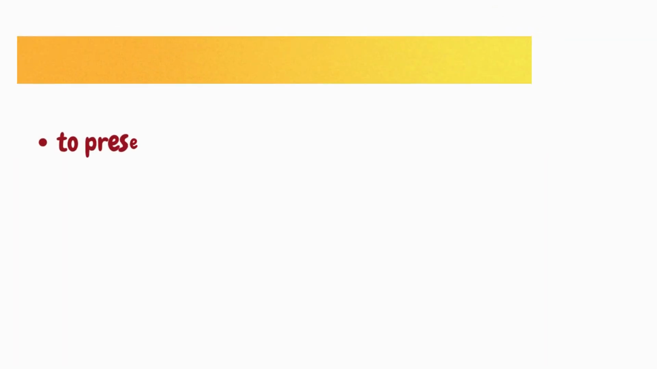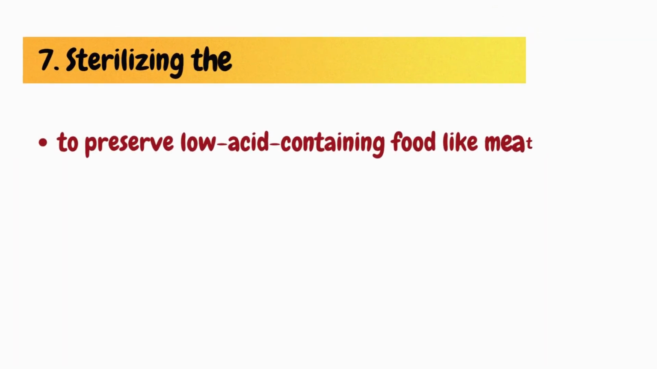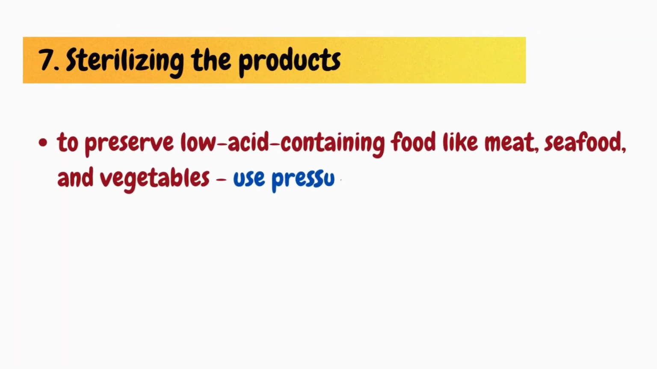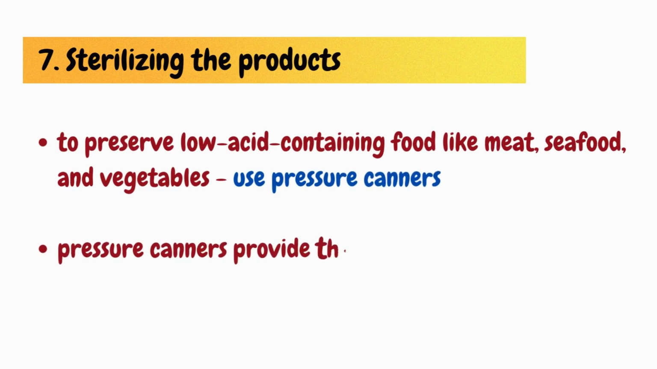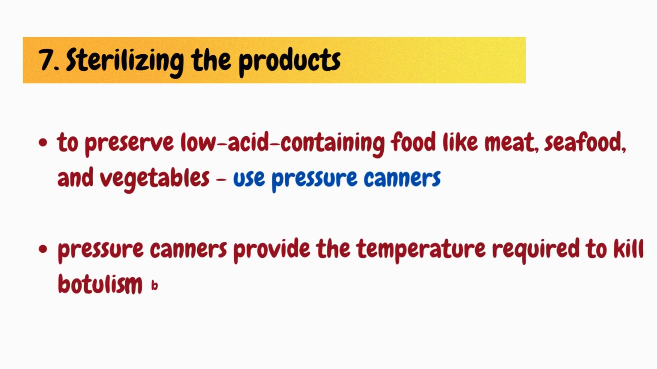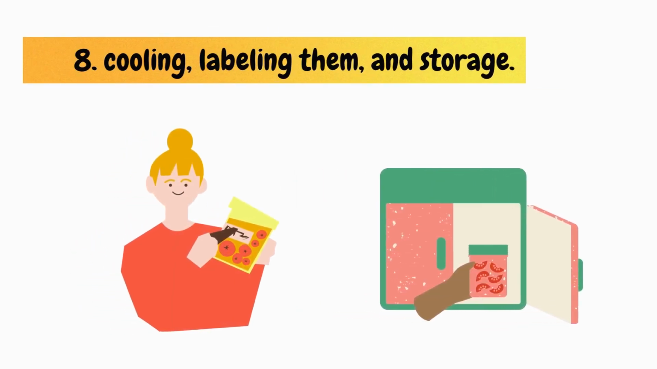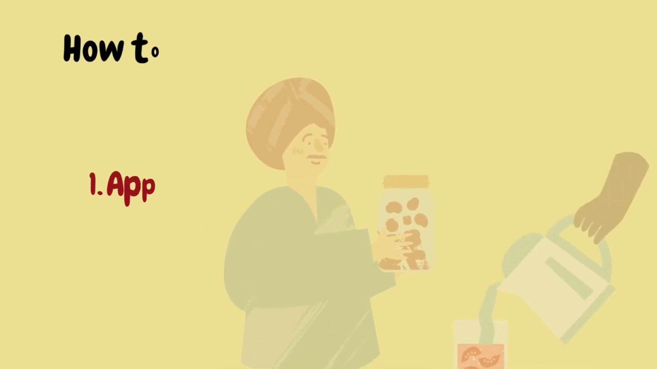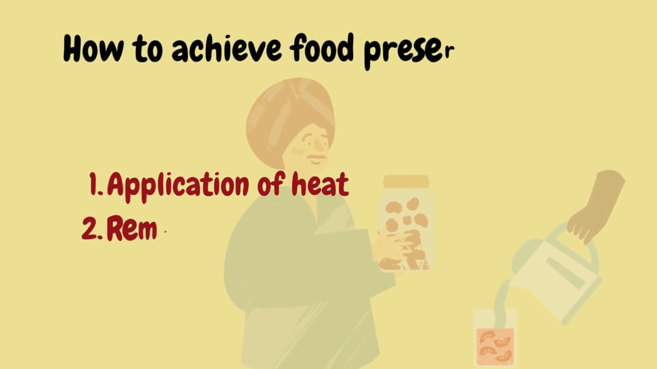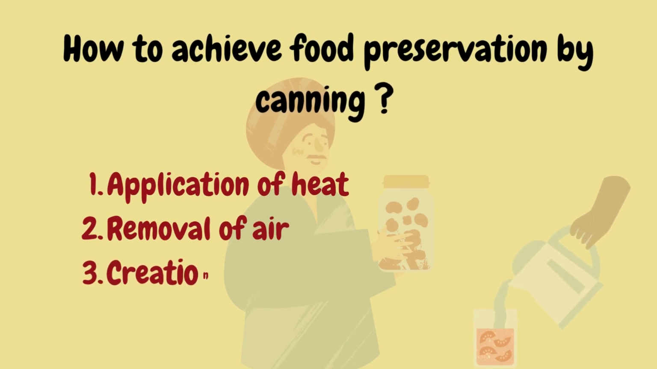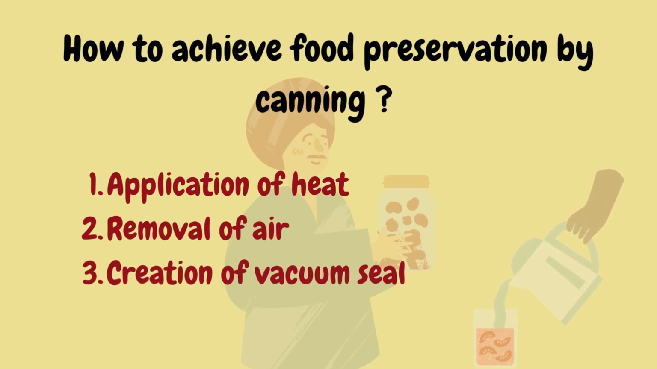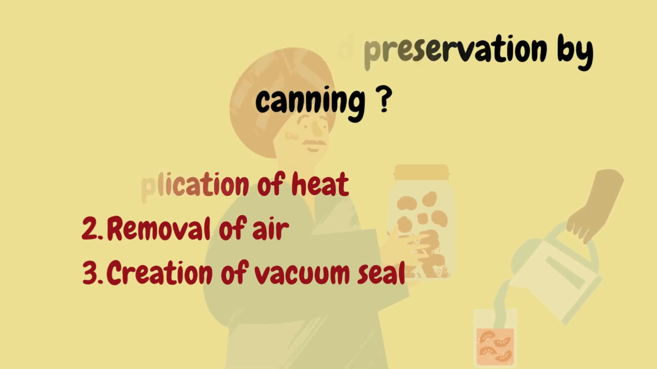In order to preserve low-acid foods like meat, seafood and vegetables, we can use pressure canners which can provide the temperature required to kill botulism bacteria. The final steps are cooling the products, labeling them and storage. Do you know how we can achieve food preservation by the canning process? Basically, it's due to the application of heat, removal of air and creation of a vacuum seal.